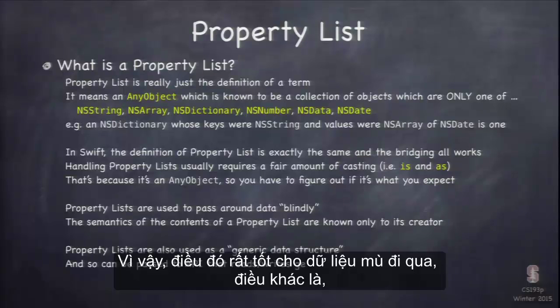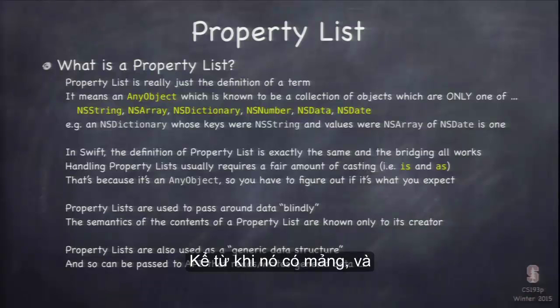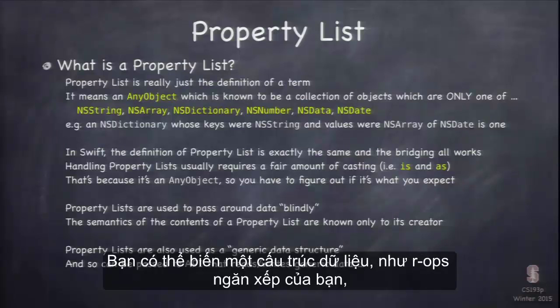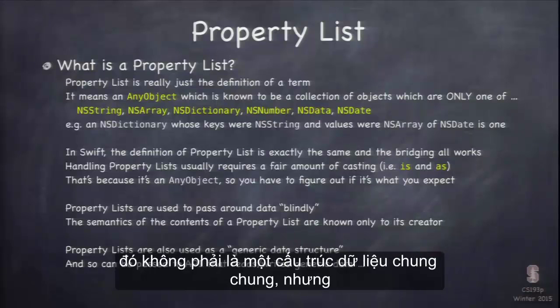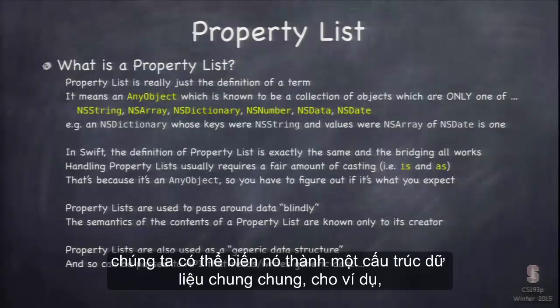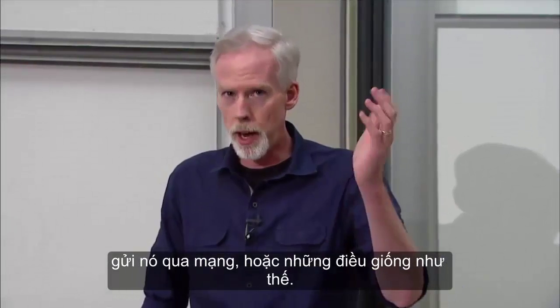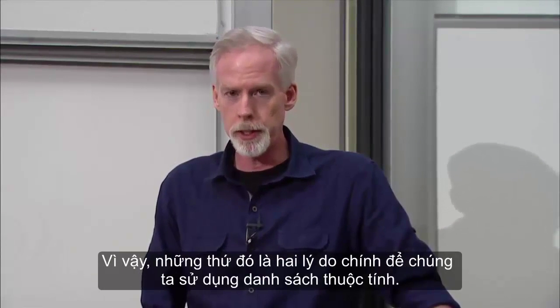The other thing is, a property list can be used as generic data structures. Since it's got arrays and dictionaries and numbers and dates and all that in there, you can turn a data structure like our op stack in the calculator brain, which has op enums in there, into a generic data structure, for example, and then do things with it like write it out to disk or send it over the network or things like that. So those are the 2 main reasons we use property list.